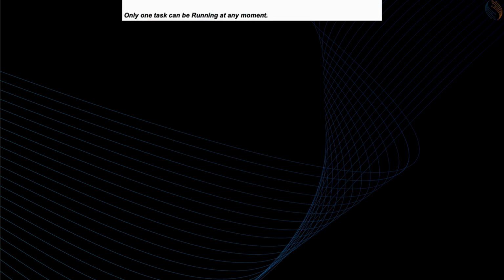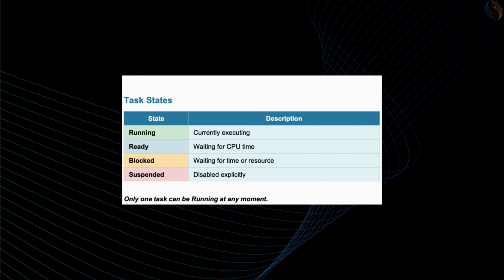There are mainly four states you will see for a task. The first one is running, which means the task currently owns the CPU. The ready state means the task wants to run and is waiting for the scheduler. Blocked means the task is waiting for a delay or a resource. It does not use any CPU at that point. Terminated means the task has been deleted. Basically, it is gone forever.